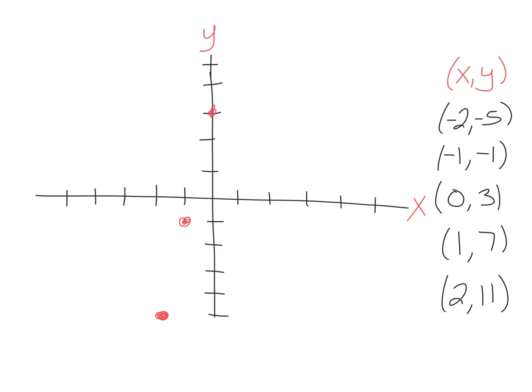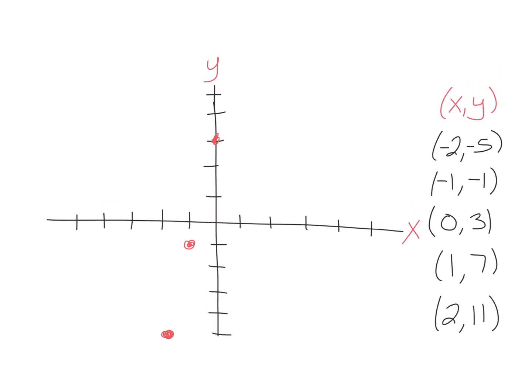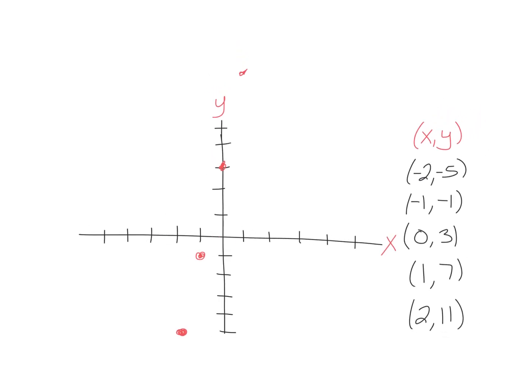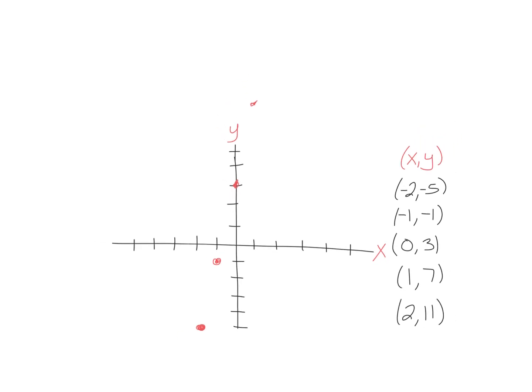Good. I'm going to go off the graph a little bit. But from the origin, where do I go for my next one? Right 1, up 7. I'm going to go way off my graph. That last one, where do I go? Right 2 and up 11. Connect your dots.